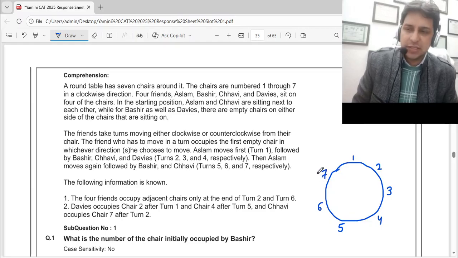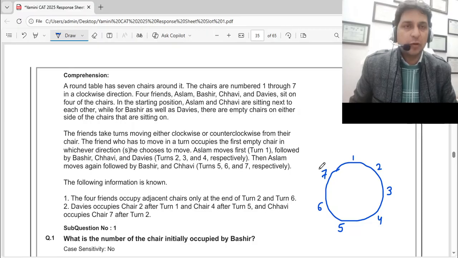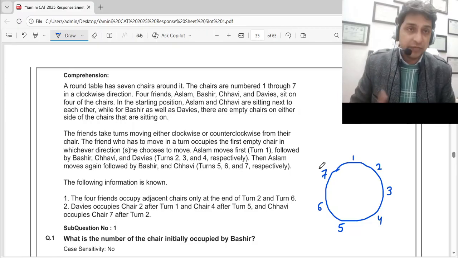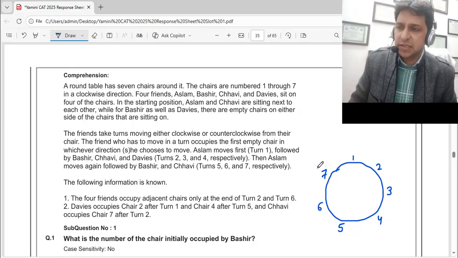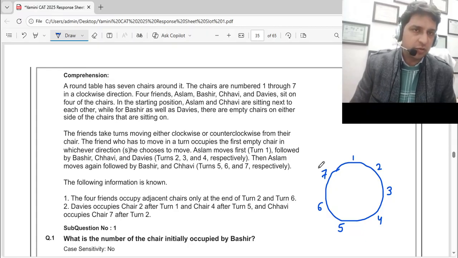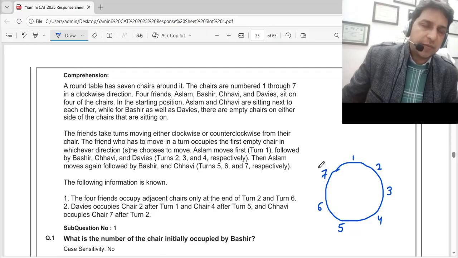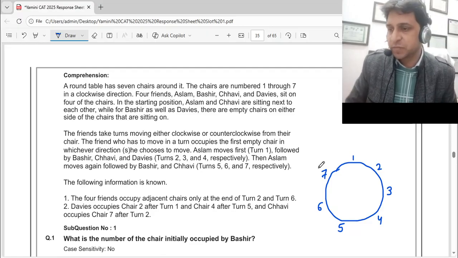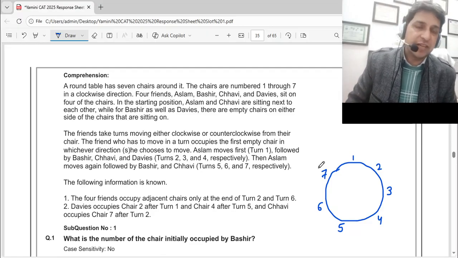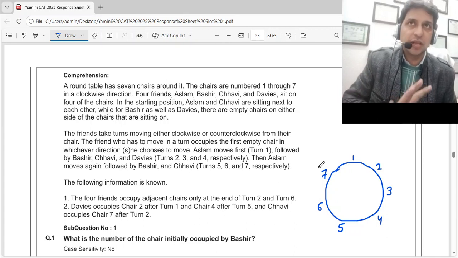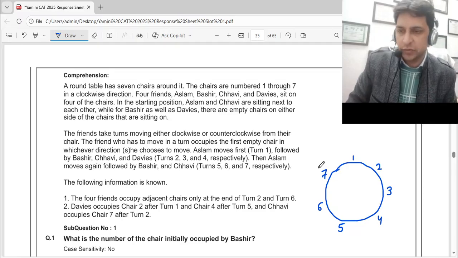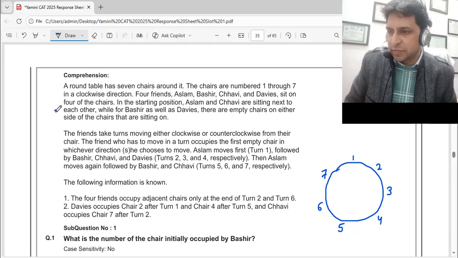Now there are 4 friends, Aslam, Bashir, Chhavi and Davies. We'll call them A, B, C, D to save the time. A, B, C, D sit on 4 of the chairs. That means 3 of the chairs are going to be empty. In the starting position, A and C are sitting next to each other. That means they are sitting together. B and D are going to have empty chairs on either side. That means there's no one along with them. They do not have any neighbors sitting along with them. So this paragraph is done.